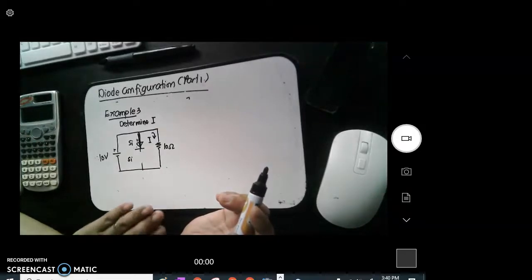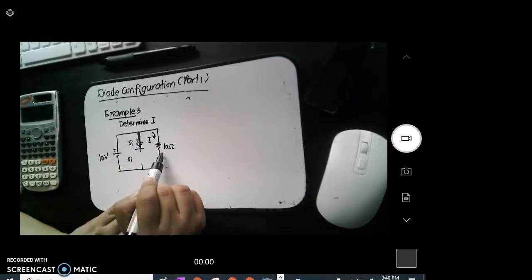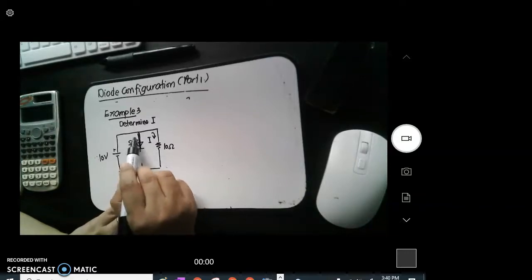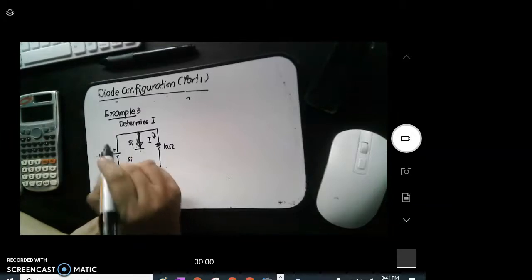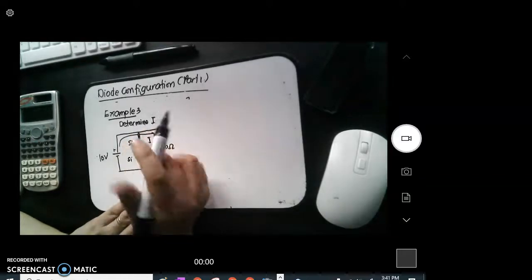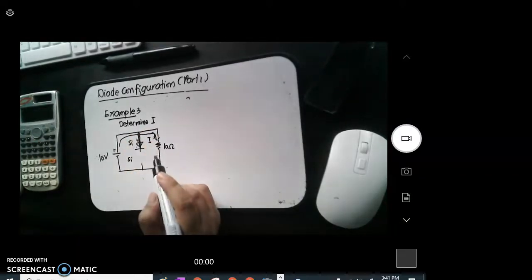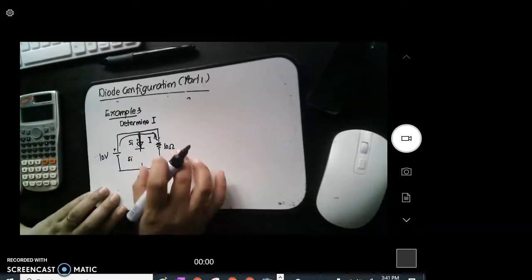Okay? So meaning to say, if this is now open, your current simply flows through your 10 ohms. There is no current that can pass through this branch. Only the current from your supply will move or flow through your 10 ohms.